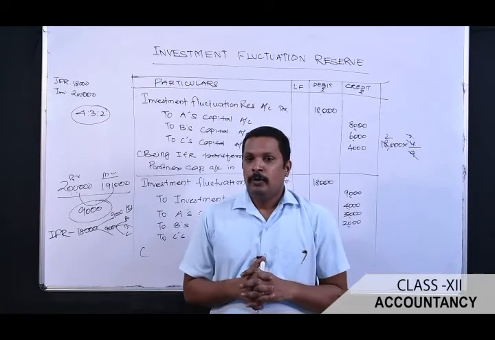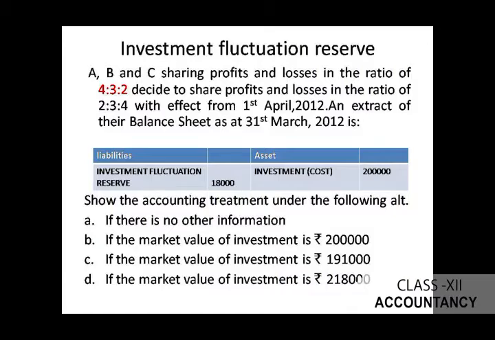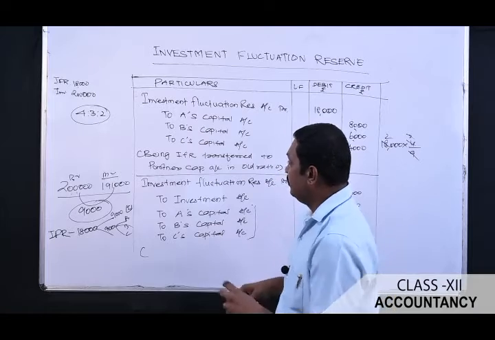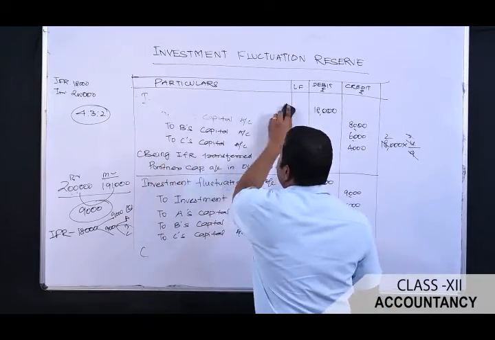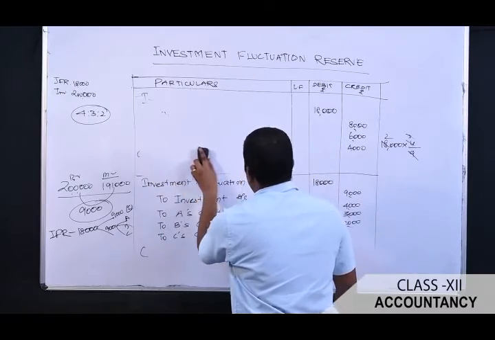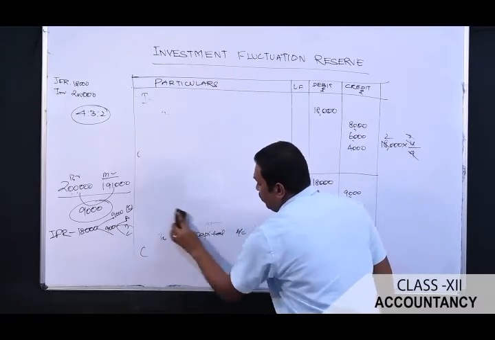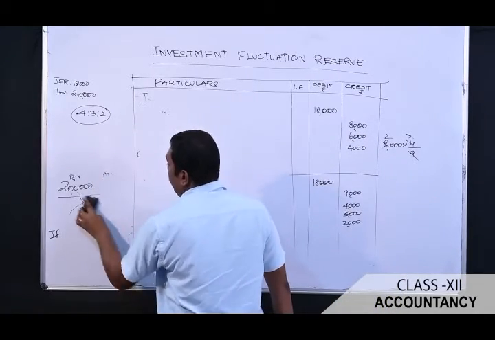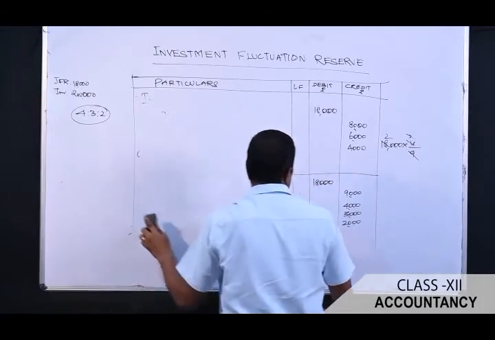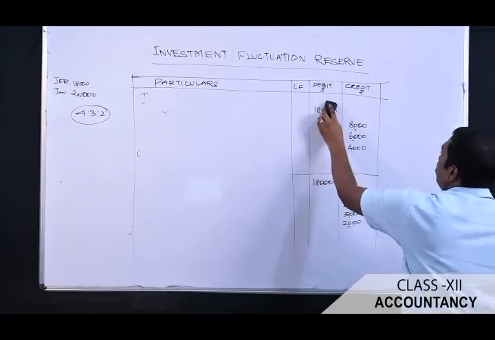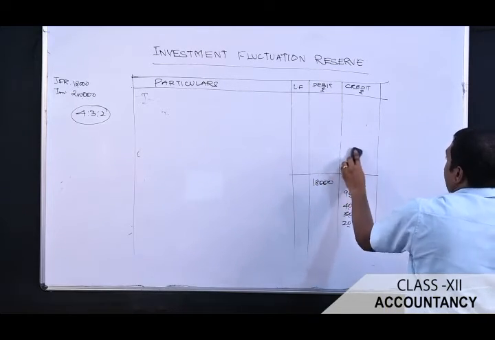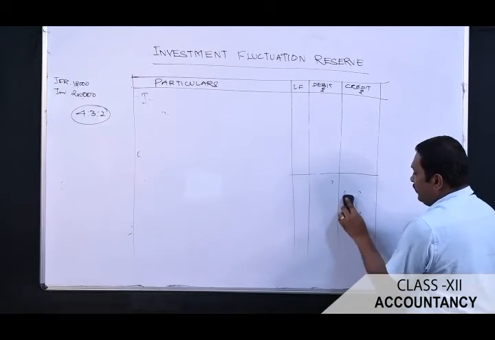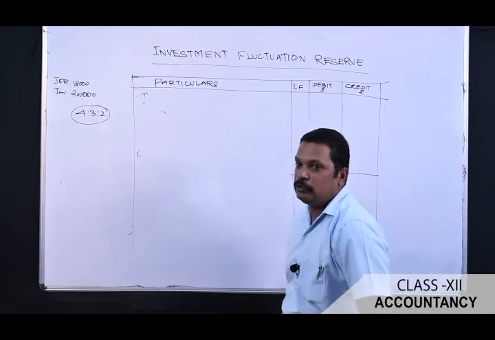Right? One more case is there, no? So what is the case? In that case, the market value of investment is 2,18,000. What is the book value of investment? The book value of investment is 2 lakh, but the market value increased by 18,000. Then how to treat it? Any idea? The book value is only 2 lakh, but the market value is 2,18,000.